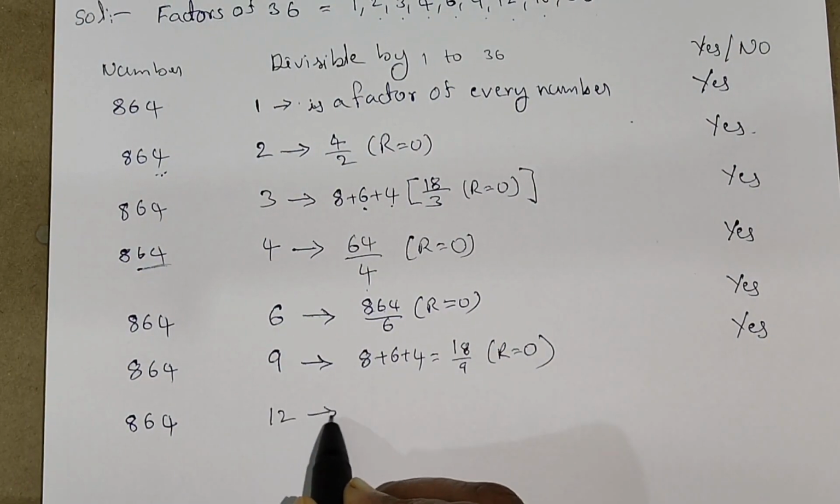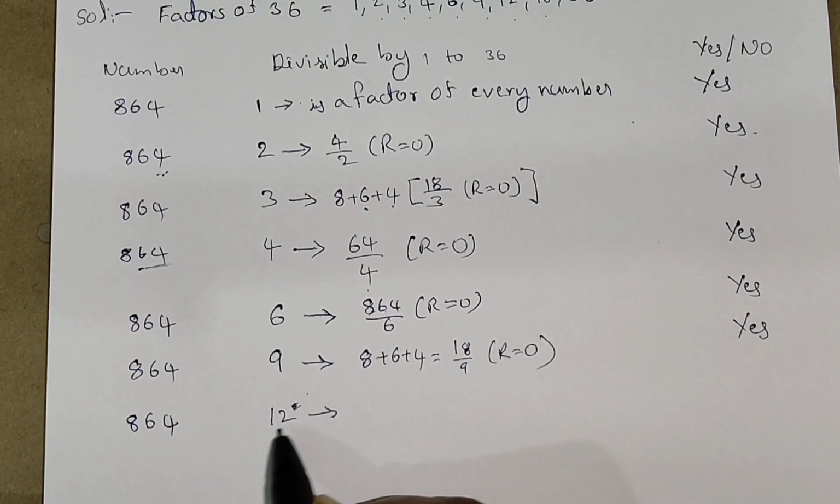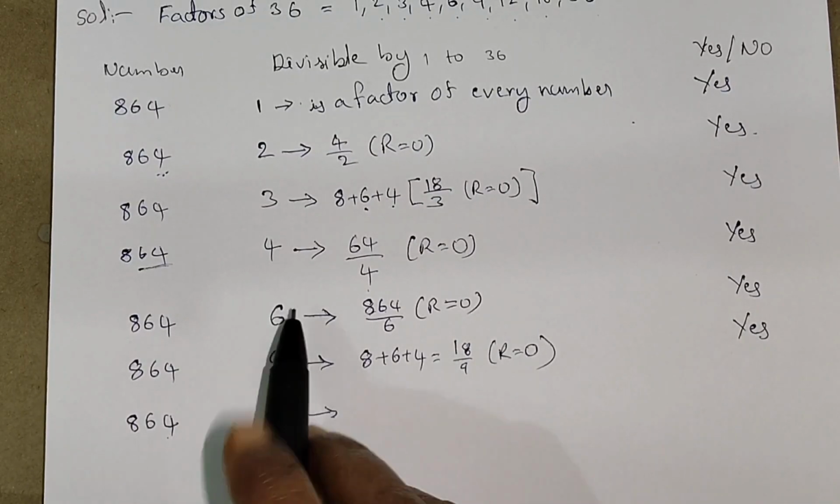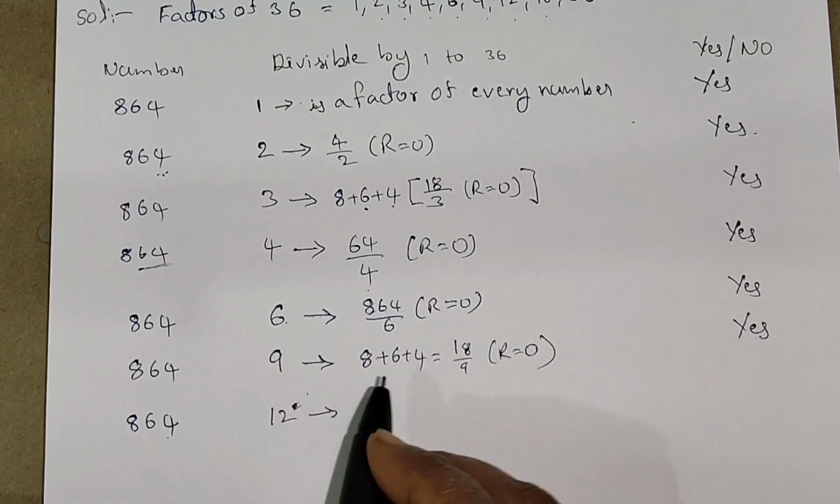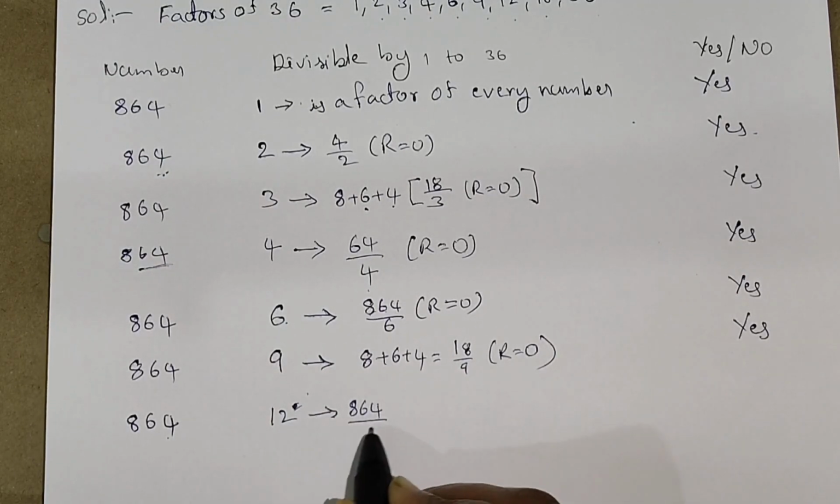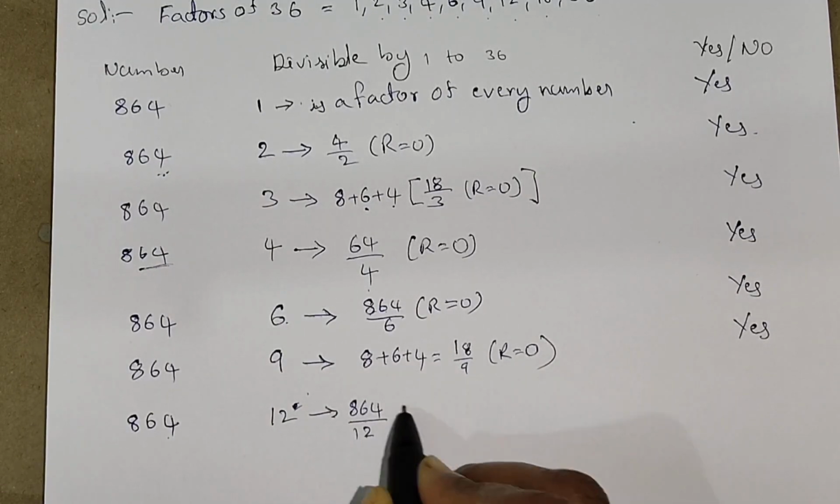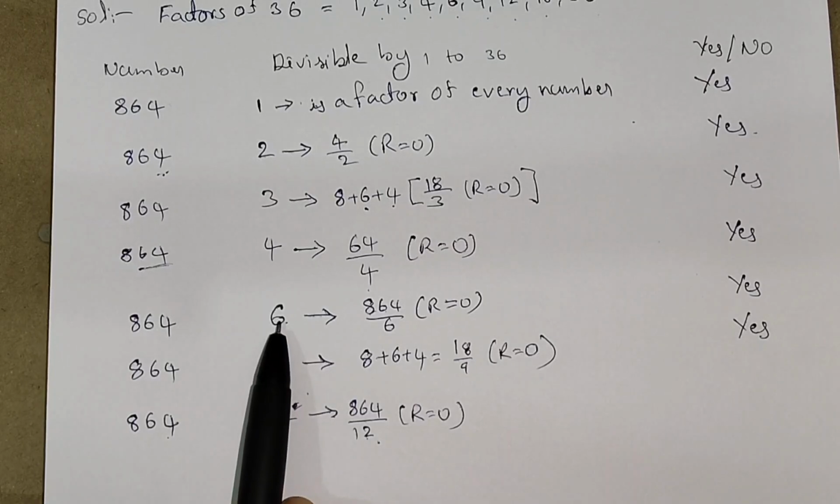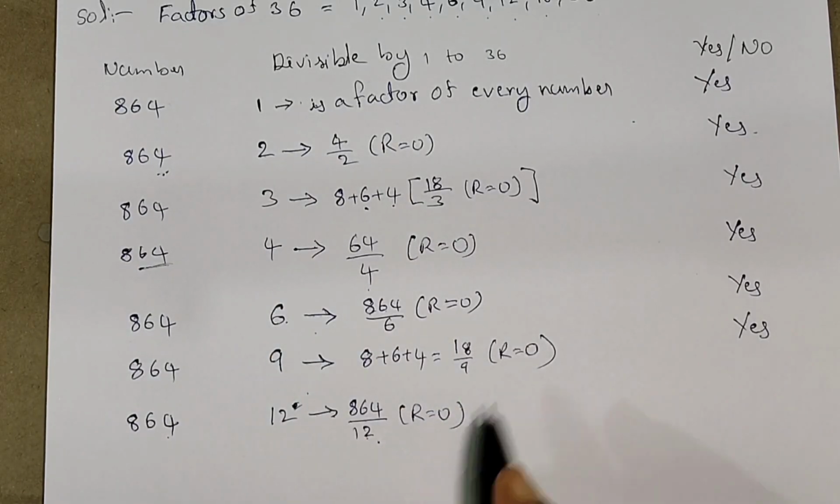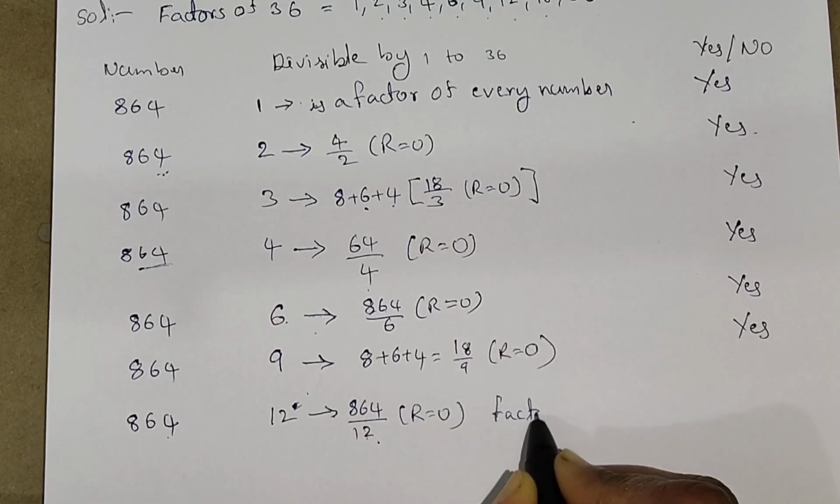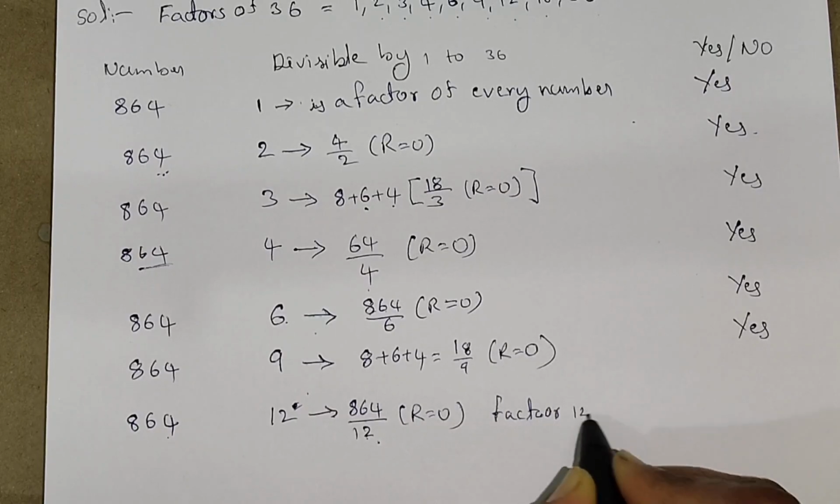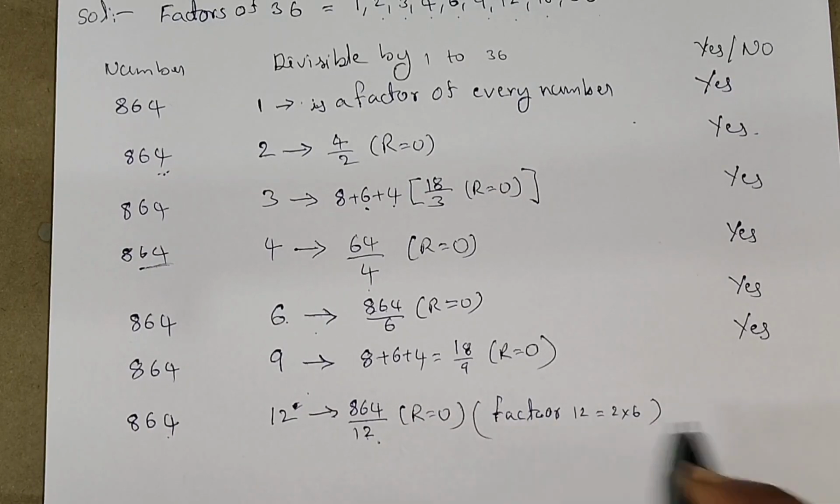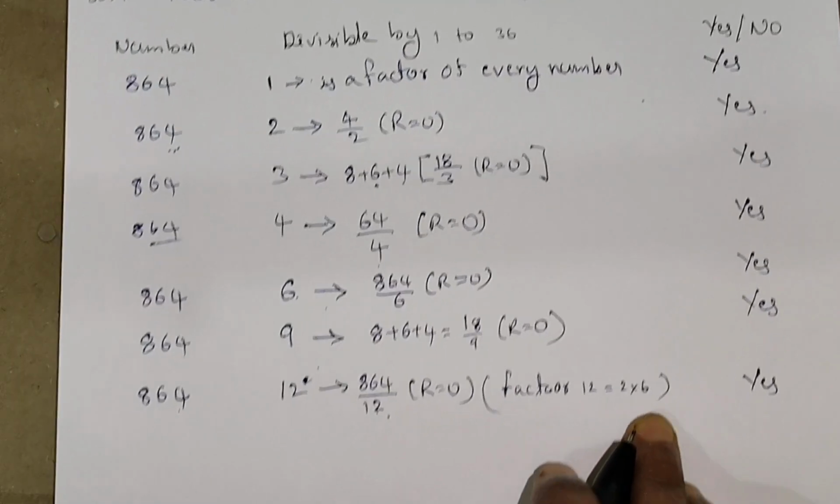Next is 12. 12 equals 6 twos, so the number must be divisible by 2 and also by 6. 864 divided by 12 gives remainder 0, so this number is divisible by 12. Since 12 equals 2 times 6, the number is divisible by 2 and by 6. So yes, this number is divisible by 12.